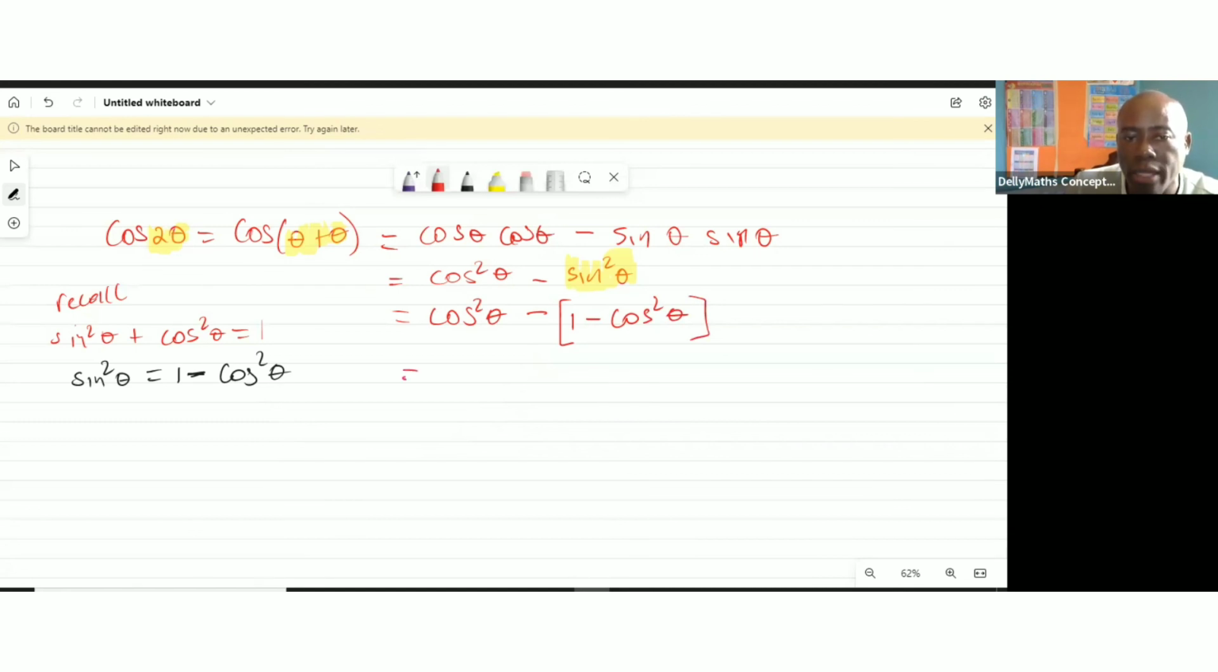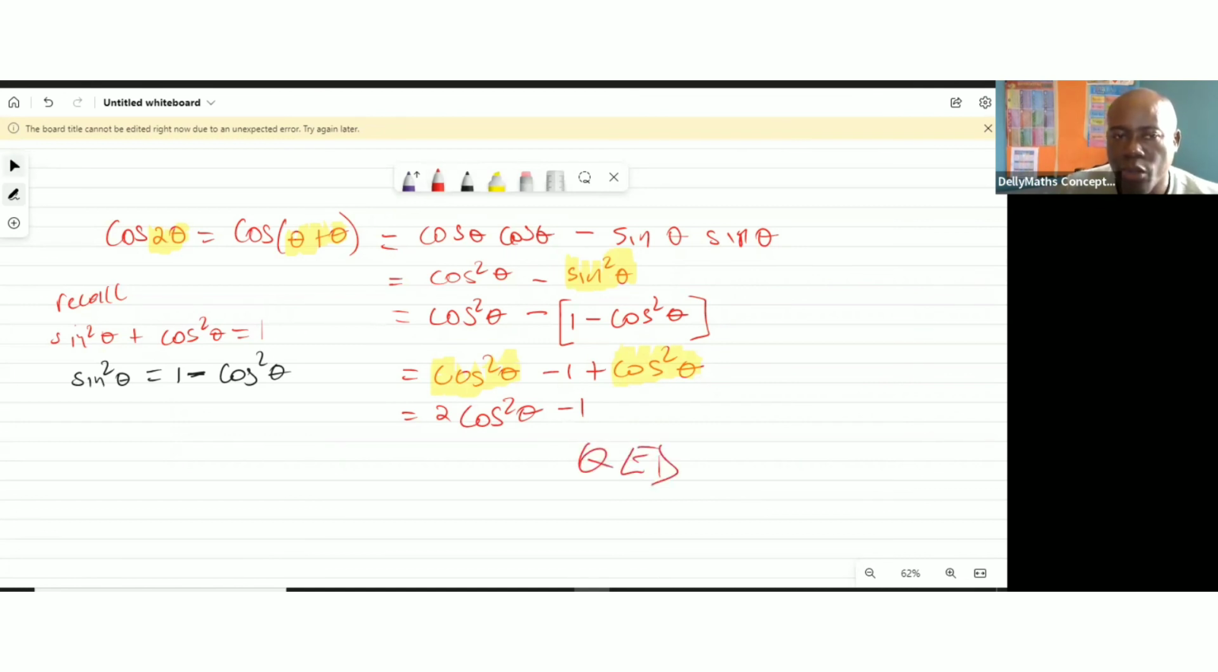And then now I want to simplify this. So this is cos squared theta minus 1, and then when I distribute that negative, it's going to be a positive cos squared theta. Then if you look carefully, this is cos squared theta plus cos squared theta, which becomes 2 cos squared theta, with a minus 1. And definitely, this is what I was asked to prove. So hence, we have proven that. So let's take a look at it.